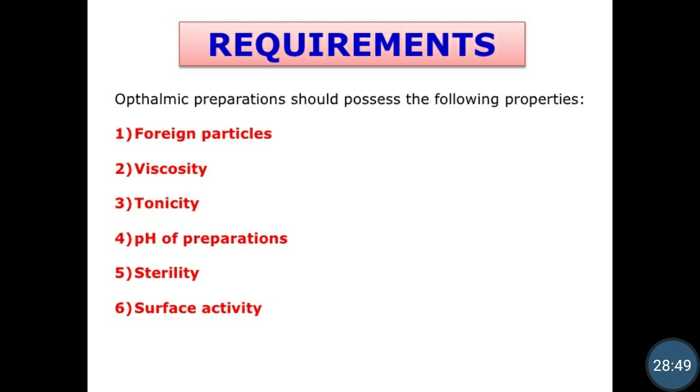Then the pH of preparations. The pH of tear is 7.4, so all the preparations are buffered at a pH of 7 to 7.4, again by using sodium phosphate buffer. Then sterility: ophthalmic preparation should be sterile. To maintain the sterility, different preservatives or bactericidal agents are added. Benzalkonium is widely used in ophthalmic preparations. Then surface activity: to improve the wettability of the drug, different surface active agents or wetting agents are added. So these are the general requirements of all ophthalmic preparations.